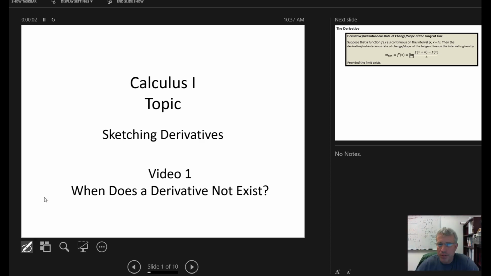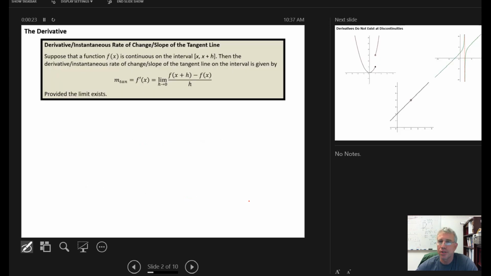So the next homework assignment, the focus is going to be on sketching the graphs of derivatives given an initial function. But before we dive into just sketching derivatives of functions, we first want to discuss when a derivative doesn't exist. What are the conditions under which the derivative doesn't exist?